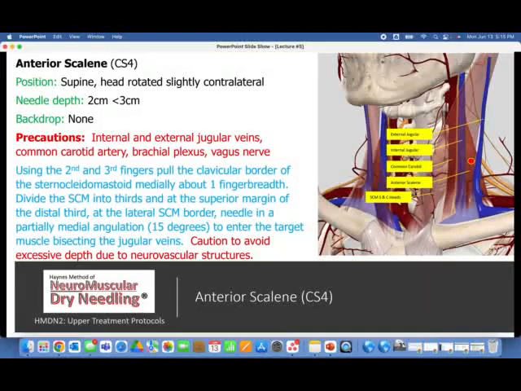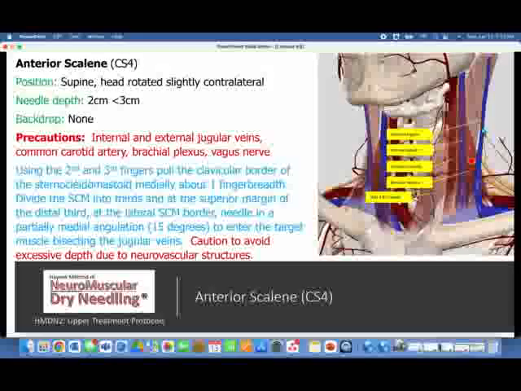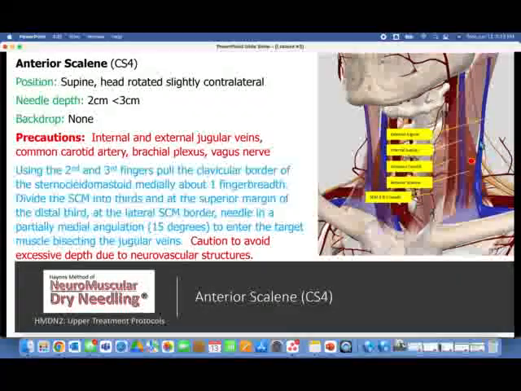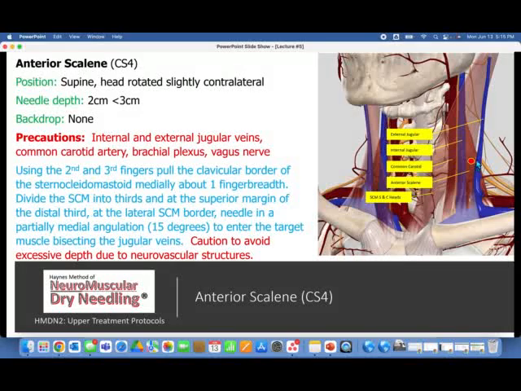So here we're going to use our second and third fingers, and we're going to pull the clavicular border of the SCM medially about 1 finger breadth. In this picture you can see the SCM, it's kind of faded, but it's beside, or medial to, the external jugular. We're going to move the SCM medially 1 finger breadth so that we get our idea of where we want the needle location.